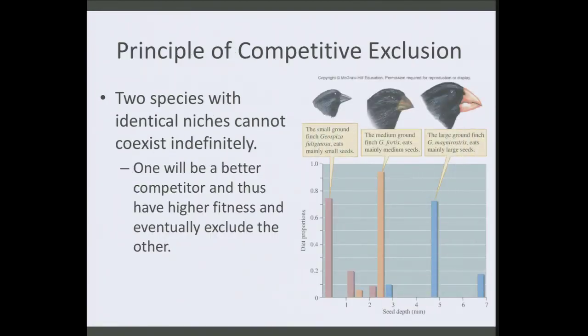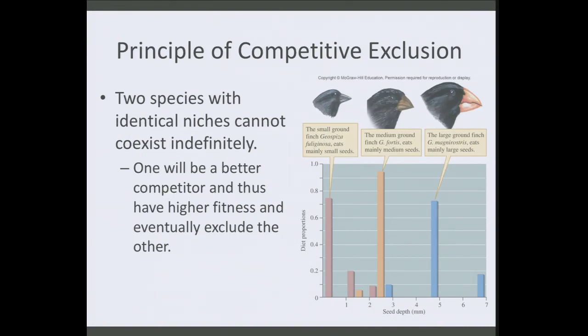Here's another example of species specializing. So these, and we'll talk in more detail about these in class, but birds have different beak sizes, and those beak sizes allow them to be superior competitors for certain types of food.